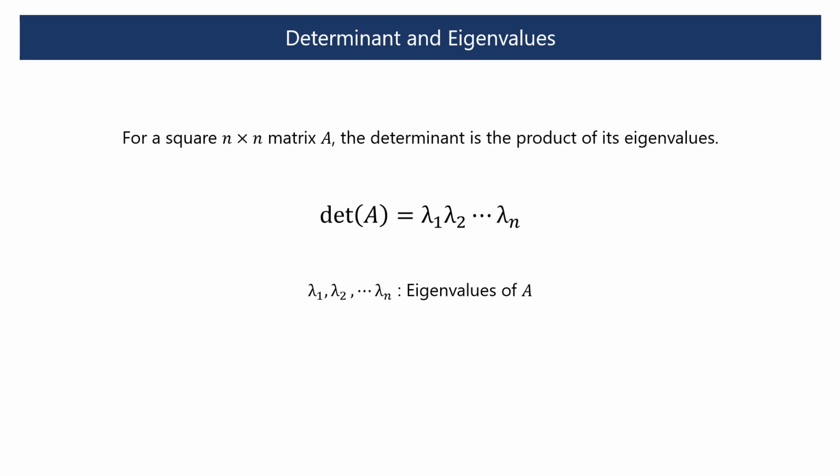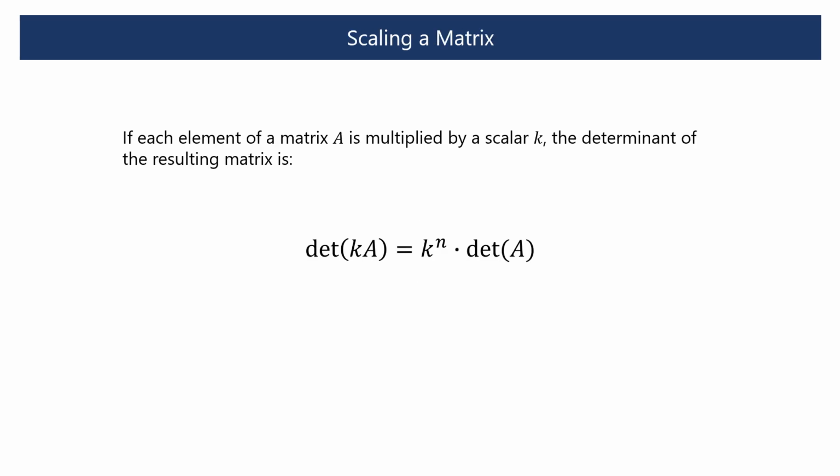Let's see the property regarding determinant and eigenvalues. For a square matrix A, the determinant is the product of its eigenvalues. This property is often used in spectral analysis and for understanding the behavior of linear transformations. We will see what eigenvalues are in later lectures. Finally, let me show you the property regarding scaling a matrix. If each element of a matrix A is multiplied by a scalar k, the determinant of the resulting matrix is k to the power of n times the determinant of A, where n is the size of the matrix.